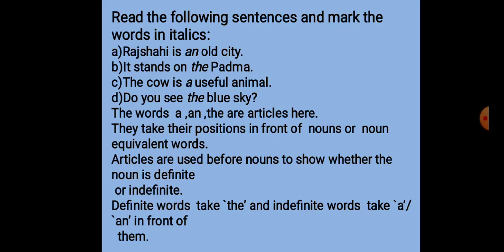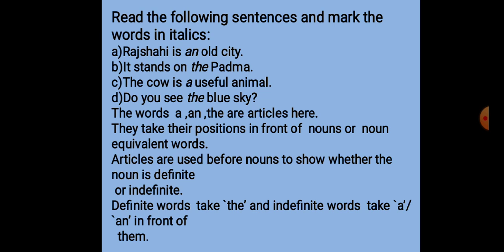Now, you read the following sentences and mark the words in italics. A. Rajshahi is an old city. B. It stands on the Podda. C. The cow is a useful animal. D. Do you see the blue sky? The words a, an and the are articles here.